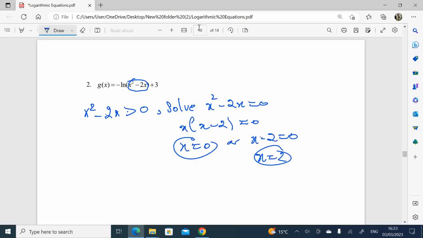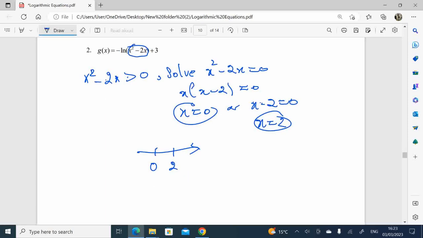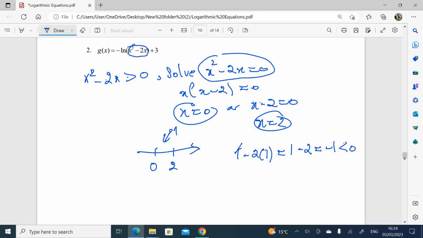Once I found the roots, we set them on the real number line. So 0 first, then 2. And I start to choose values. I try values in order to know when this quadratic is positive and when it is negative. If I choose the value 1 and substitute it in this quadratic, we get 1 squared minus 2 times 1, which is 1 minus 2, which is minus 1, hence it's negative. So between 0 and 2 my sign is negative.